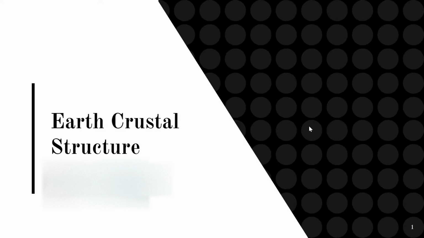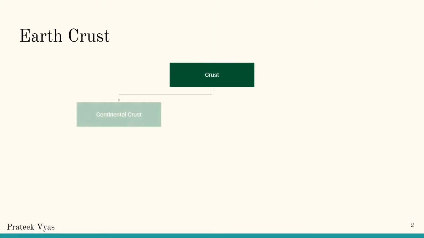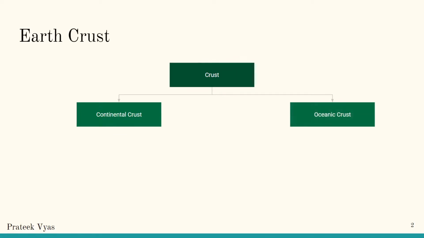In this video, we are going to see the Earth's crustal structure. In order to understand the stratigraphy, we first need to understand the uppermost part of the Earth, that is, the crust. The crust is divided into two parts: the continental crust and oceanic crust. In this video, we are just going to focus on the continental crust. The oceanic crust works in the same way.